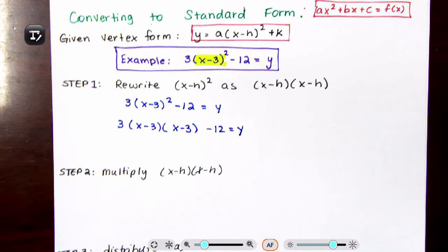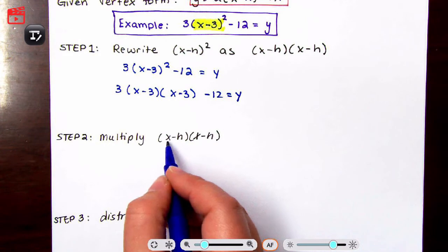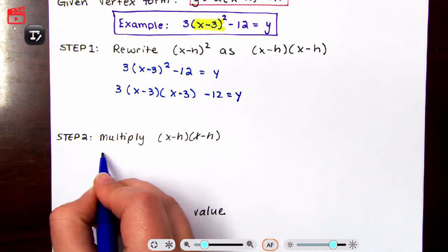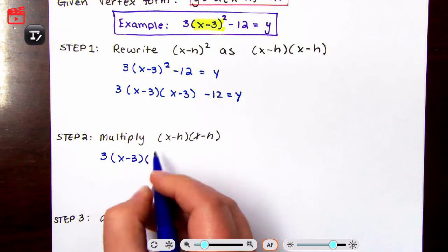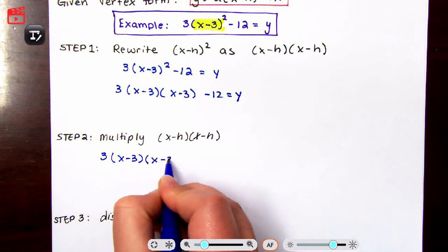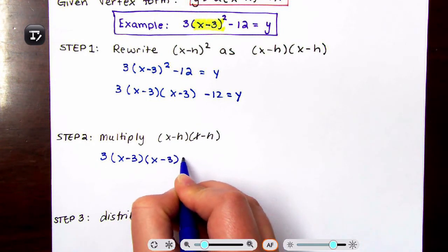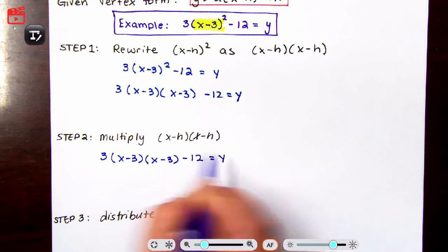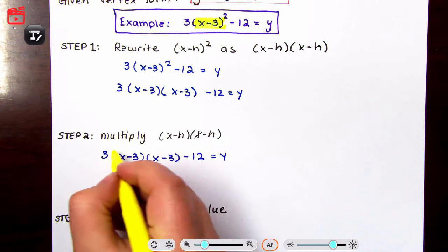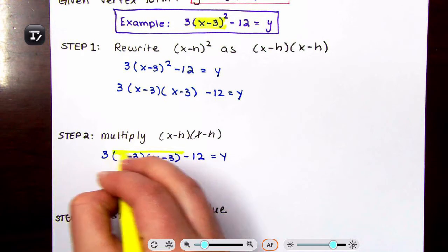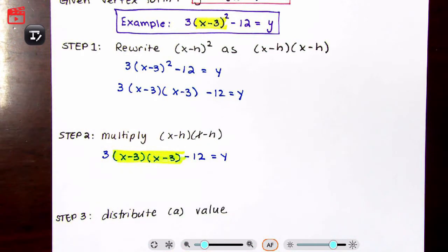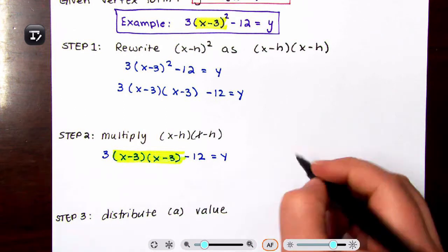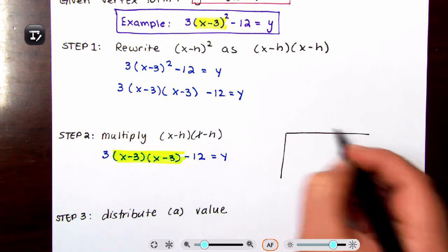Step number 2 is to multiply out your x minus h and your x minus h. So we're going to say 3 times x minus 3 times x minus 3, a lot of 3's in here, minus 12 is equal to y. I'm going to highlight it again. This part here is what we're going to multiply out. You can use distribution if you like. You can use FOIL if you like. You can use the box method. I'm going to choose to do the box method off to the side.